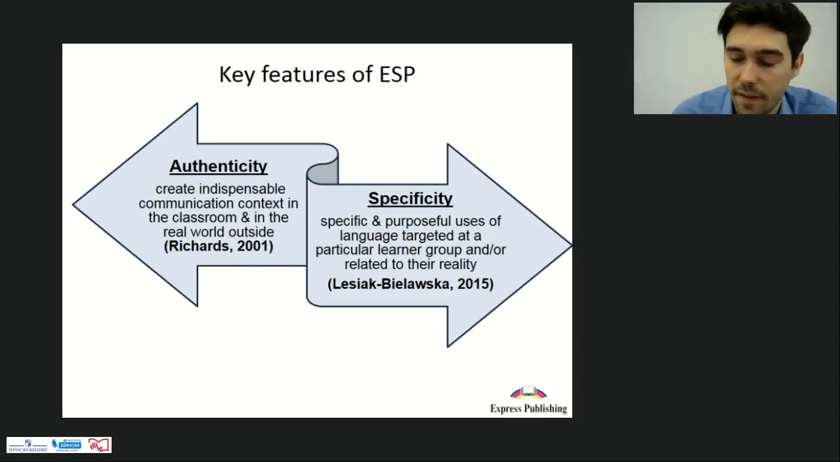Now, when we talk about specificity, the other side of ESP, if we look at this quote here from a name that is very, very difficult to pronounce, so I won't try to. It's from 2015. It's using specific and purposeful uses of language targeted at a learner group and related to their reality. So, when we talk about specificity, we're talking about using specific language that the learners will need to communicate in English effectively and operate in their job effectively.